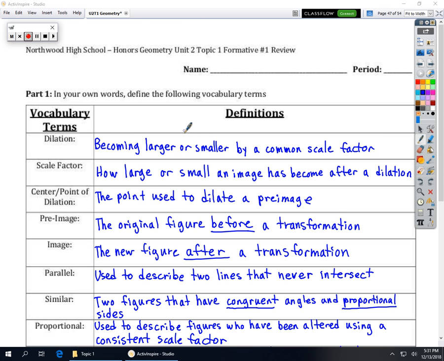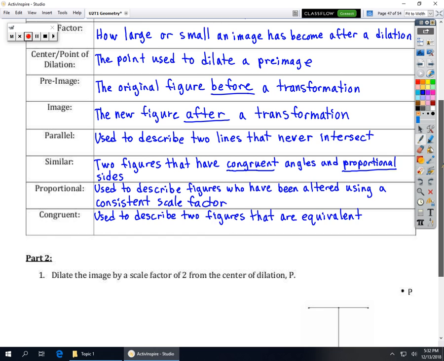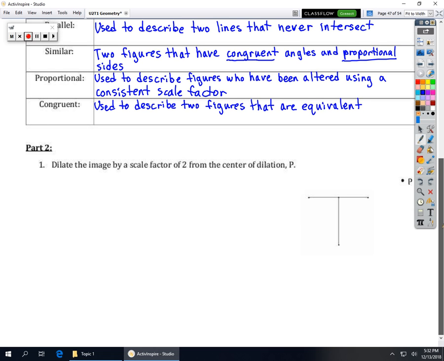Alright, here's the review for the test. The very beginning has an entire vocabulary section. Make sure you get familiar with these terms. But I'm going to start on part 2 here.